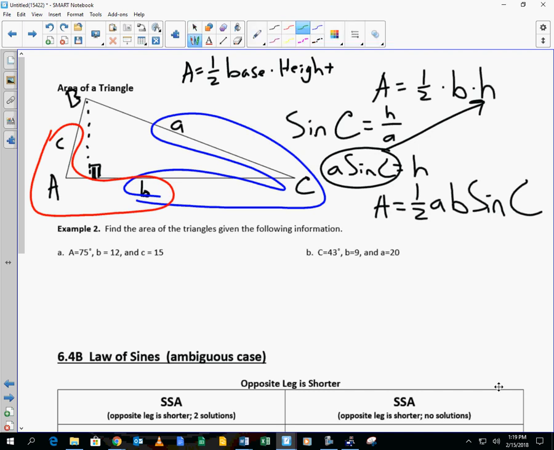Or you could do 1/2 times C times A times the sine of B. You can do any of them, and it works out. The deal is 1/2 times two sides times the sine of the included angle, Rowan. Times 1/2.